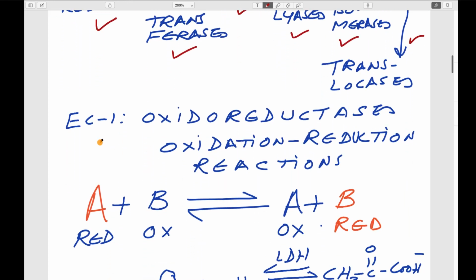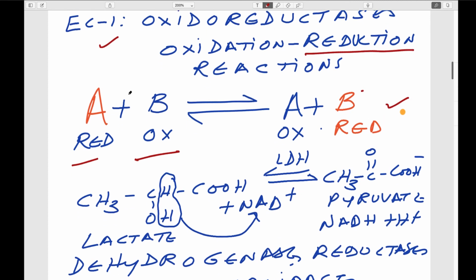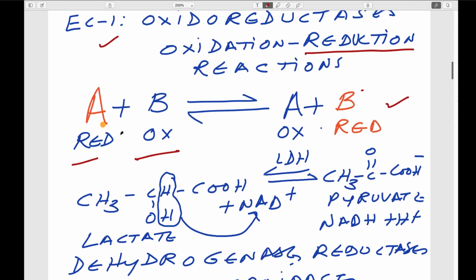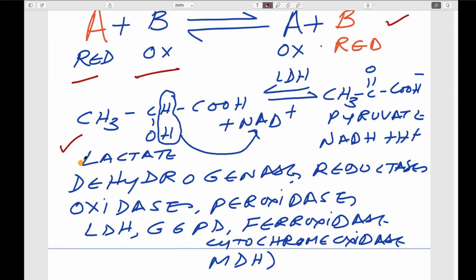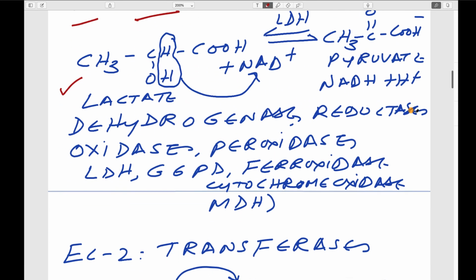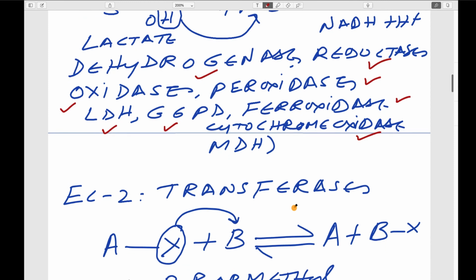The first one we discussed, EC1, oxidoreductase, carries out oxidation-reduction reactions. Here you can see there is reduction of the B substrate and oxidation of the A substrate. We took lactate as an example and explained how lactate is converted to pyruvate, reducing NAD into NADH. There are a number of subclasses: dehydrogenases, reductases, oxidases, peroxidases. Examples are lactate dehydrogenase, glucose 6-phosphate dehydrogenase, peroxidase, cytochrome oxidase, malate dehydrogenase, and many other enzymes.